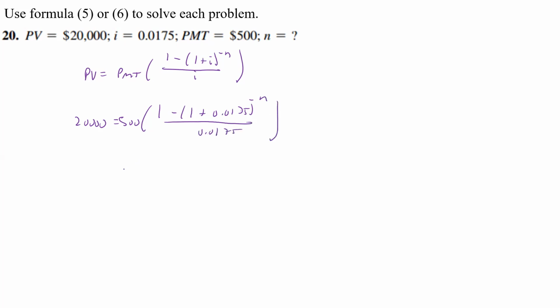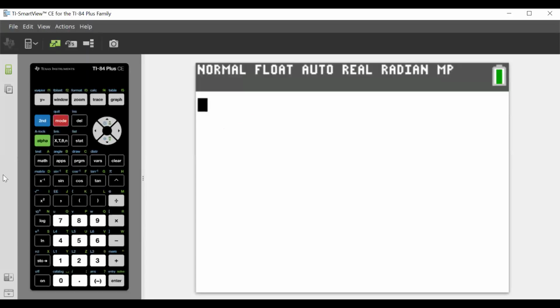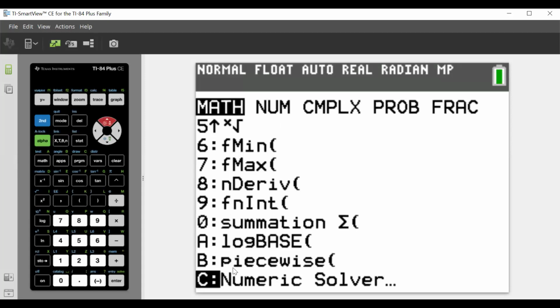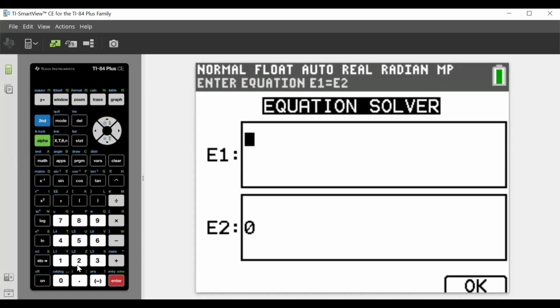0.0175. I'm going to pull up the numeric solver on our calculator here online and see what we get. So we'll do math, arrow up, numeric solver. We have 20,000 is equal to, and now we have 500. The key to a lot of these problems is whether you can put the parentheses in the right places. If you don't, then it's not going to work most of the time.